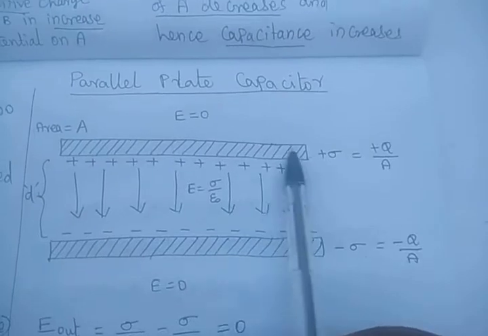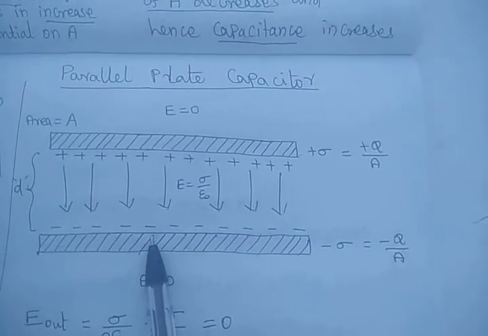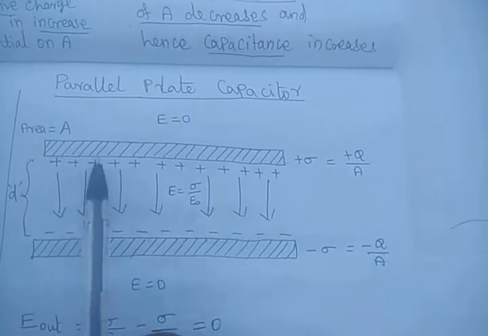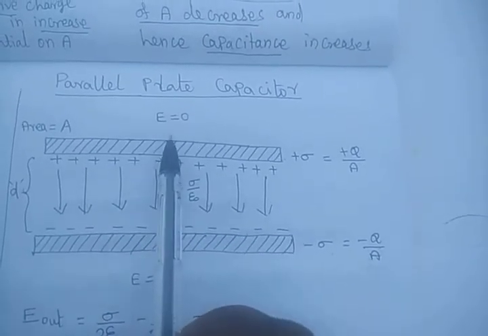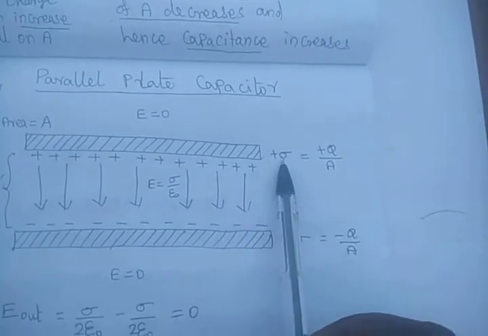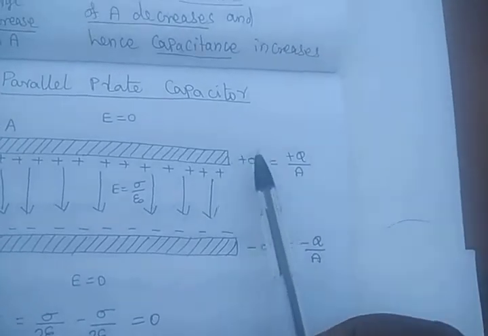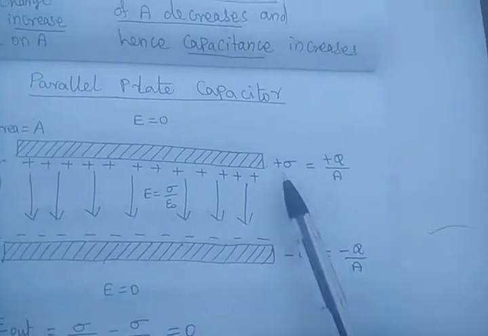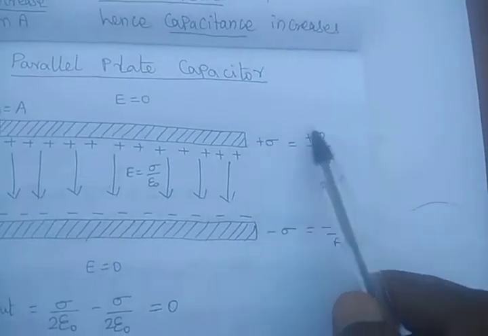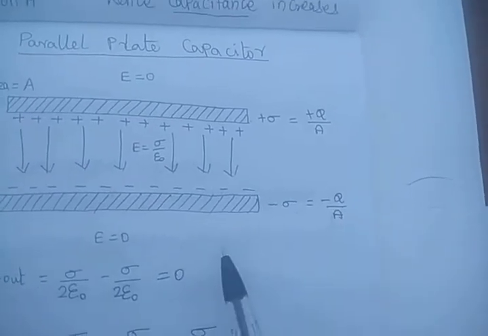Initially, the first, upper plate will be positively charged and the second, lower plate will be negatively charged. Whenever there are charges present on a surface, we represent them as a surface charge density. So it is a positive surface charge density here, and a negative surface charge density here. Surface charge density is equal to charge by area: for the positive plate, positive charge by area, and for the negative surface charge density, negative charge by area.